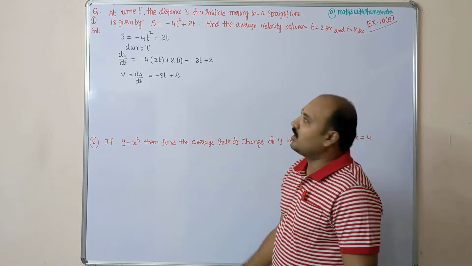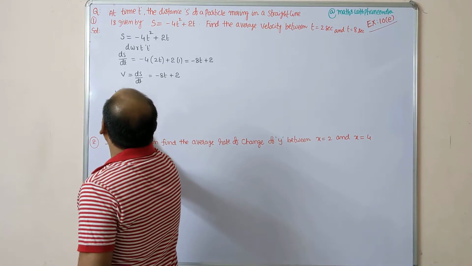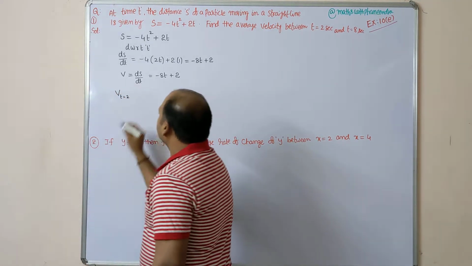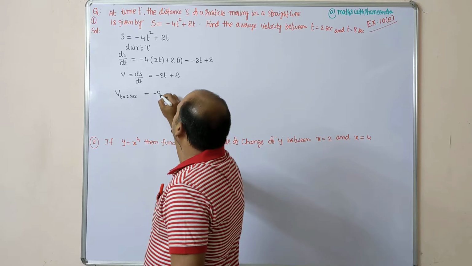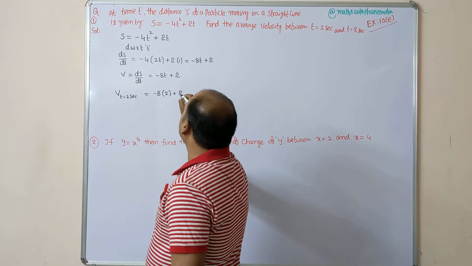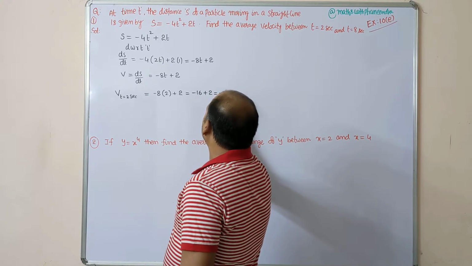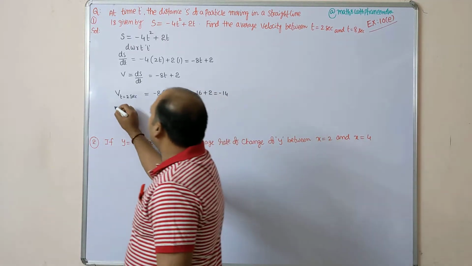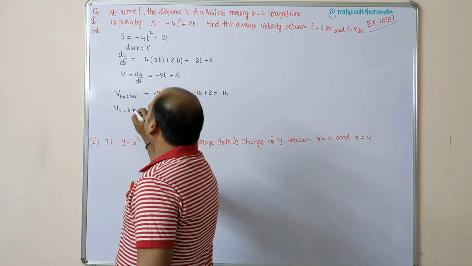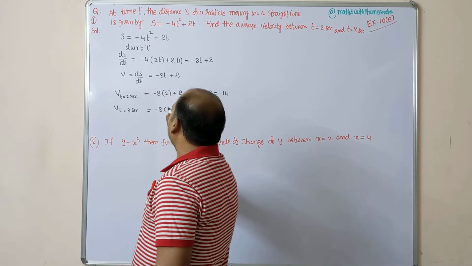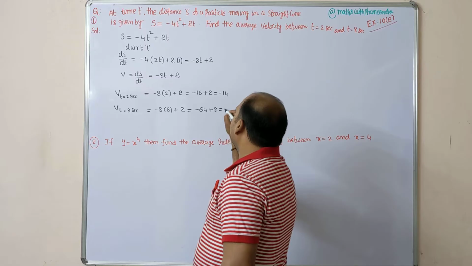This is the velocity. Velocity at t is equal to 2 seconds: v at t equal to 2 is equal to minus 8 into 2 plus 2, so minus 16 plus 2, that is equal to minus 14. Next, velocity at t is equal to 8 seconds: minus 8 into 8 plus 2, minus 64 plus 2, minus 62.